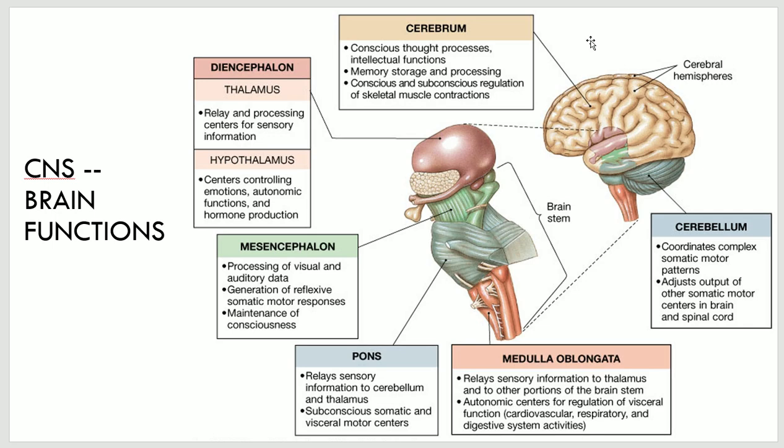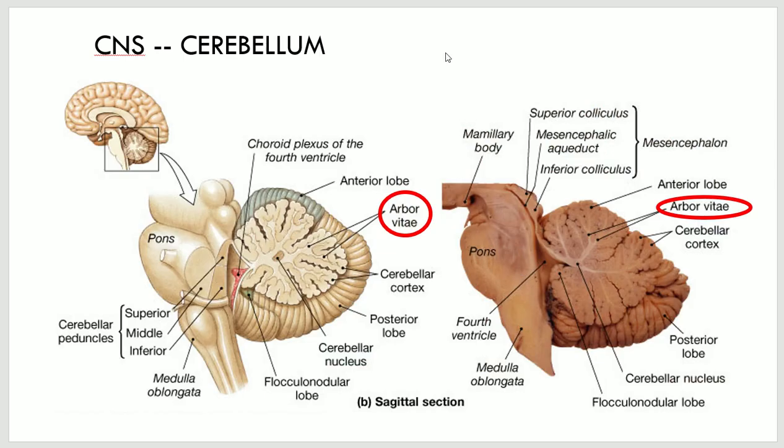What else? Conscious and subconscious regulation of skeletal muscle contractions. So when you choose to control or contract a muscle, your brain registers that. That's conscious, right? And then when the brain tells your muscle to do something, or to do its thing, or whatever it needs to do in response to something, that's subconscious. So that's all cerebrum.